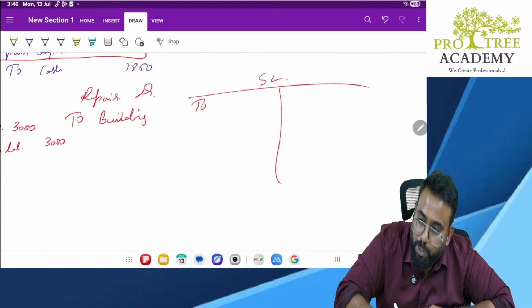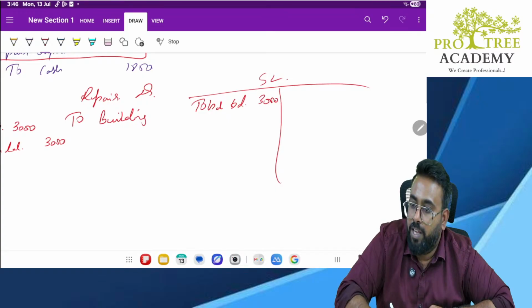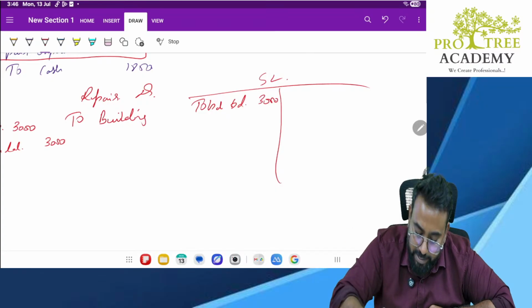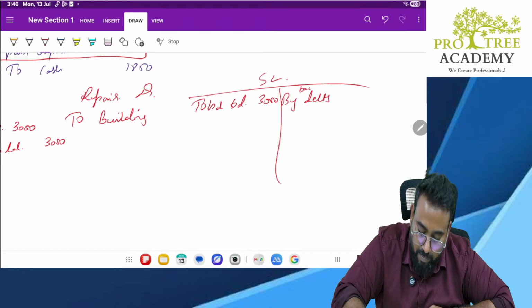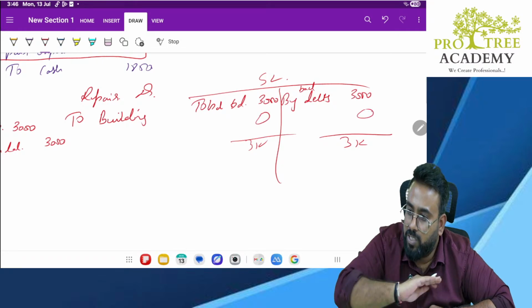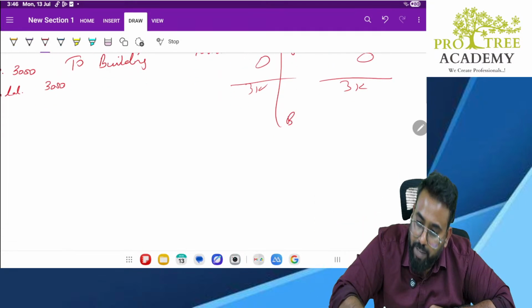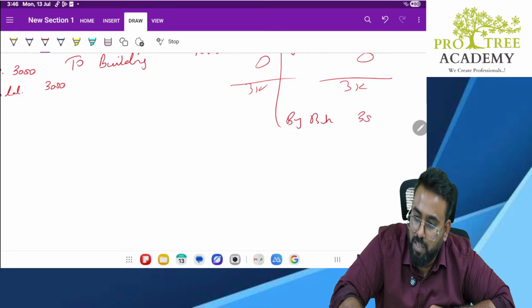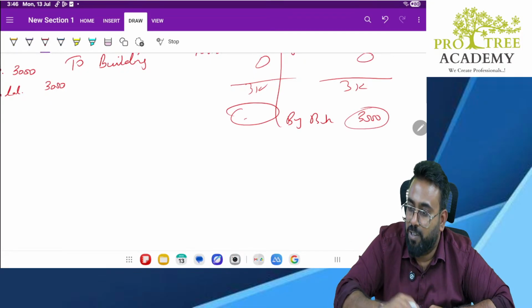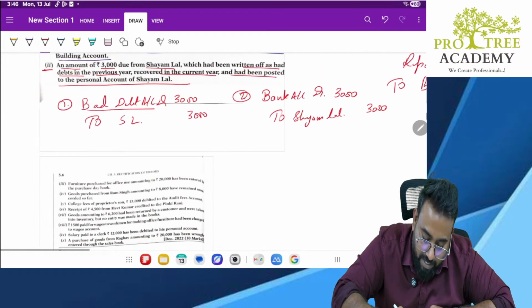correct? Say for example, balance bought down was 3000. You transferred it to bad debts by 3000. Now what is the balance? 3k, 3k. No balancing figure. Correct or no? Closed. Account is closed. Now suddenly you are saying again by bank 3000. Where is the balance? No balance. So but they have done the mistake.